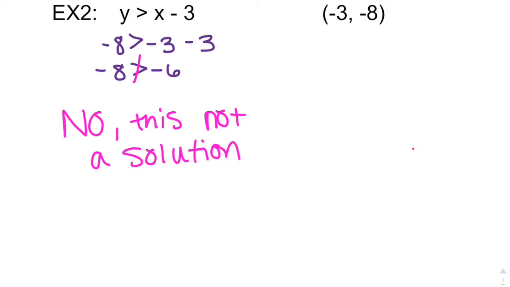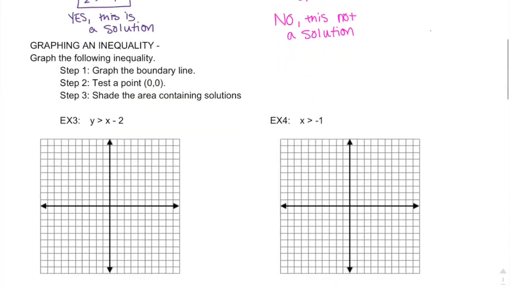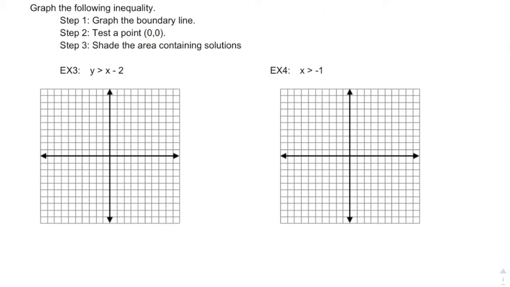So now let's take a look and go to our graphing an inequality section. You guys are going to be pros at this. You'll be great. So I wrote some steps up there. Your steps are number 1, graph the boundary line, number 2, test the point 0, 0, and step 3 is to shade. I'm going to walk you through that with the first one.